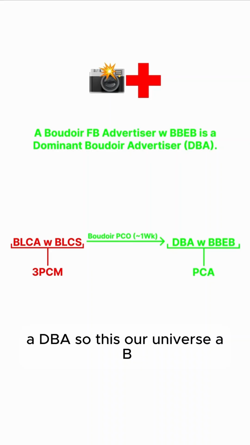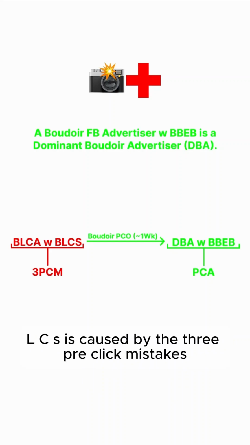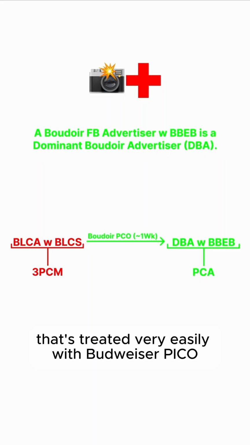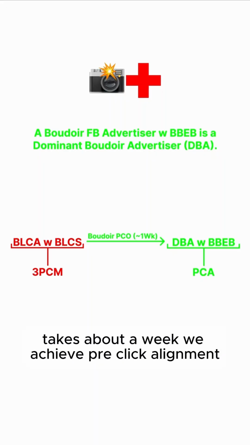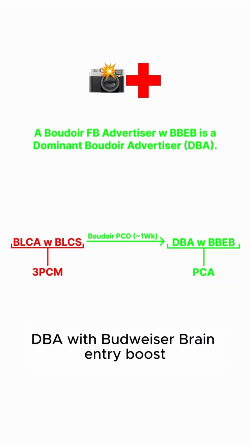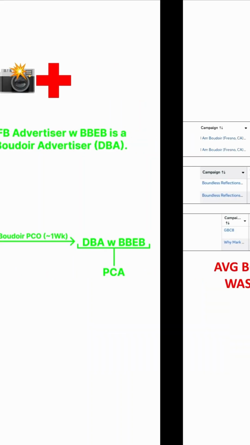So, this is our universe. A BLCA with BLCS is caused by the 3 pre-click mistakes. That's fine. That's treated very easily with Boudoir Pico. It takes about a week. We achieve pre-click alignment, and we become a dominant Boudoir advertiser, a DBA with Boudoir brain entry boost.